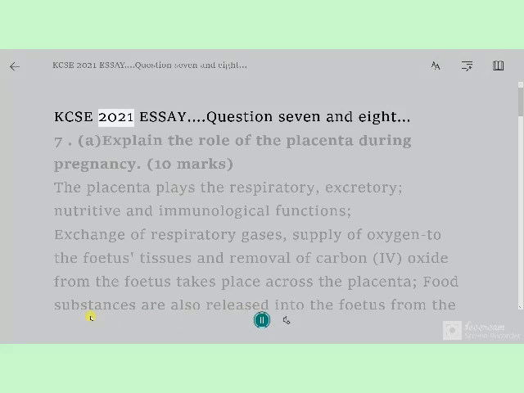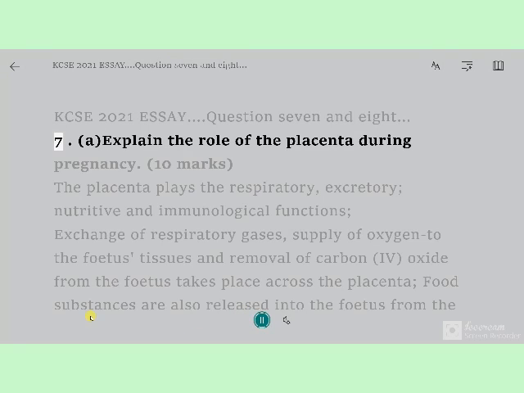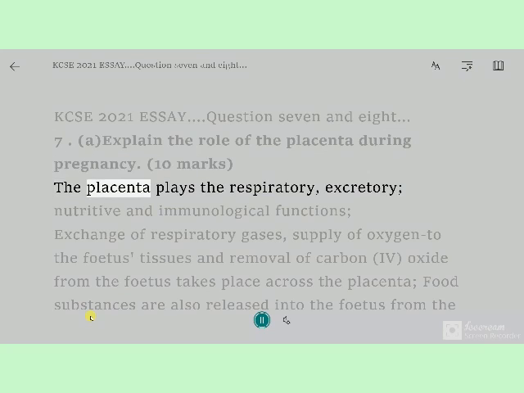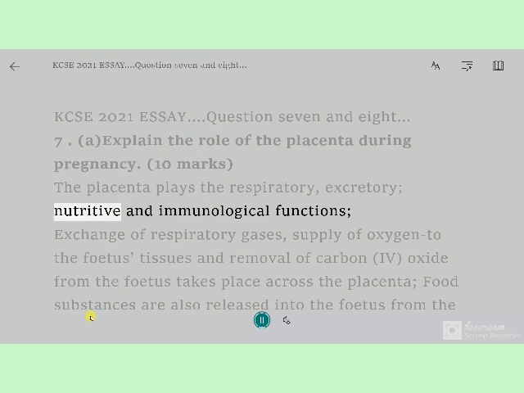KCSE 2021 essay. Questions 7 and 8. 7. A. Explain the role of the placenta during pregnancy. 10 marks. The placenta plays respiratory, excretory, nutritive and immunological functions.